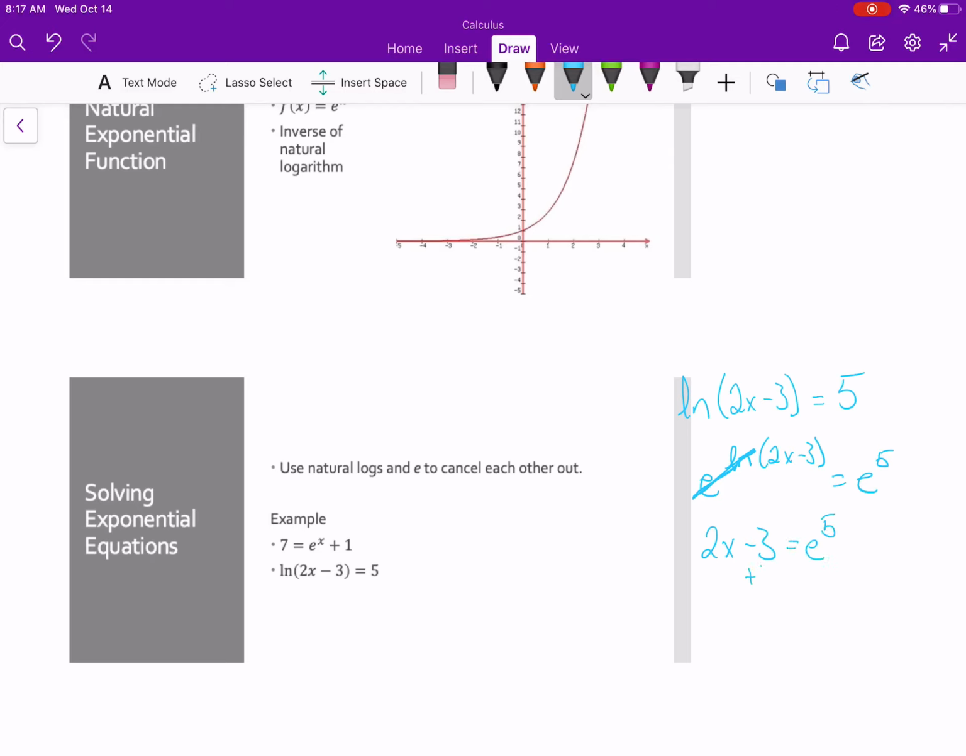And then we solve for x. Don't worry about plugging e to the 5th into your calculator to get a number. So 2x equals e to the 5th plus 3, and then divide by 2. So x equals e to the 5th plus 3 all over 2.